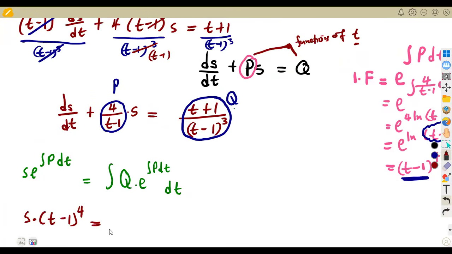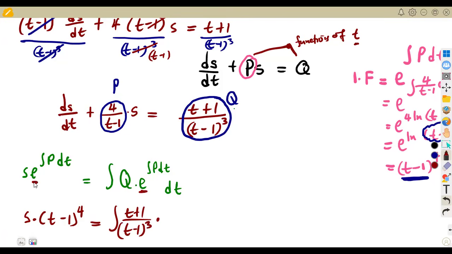Which is equal to the integral of q. What is q? Q is this function that we have on the right-hand side from the format. We say this is our q, which is (t plus 1) over (t minus 1) to the exponent of 3, times the integral factor.